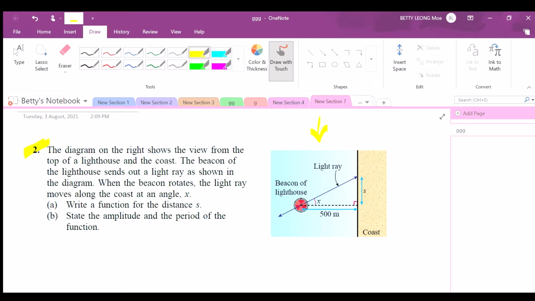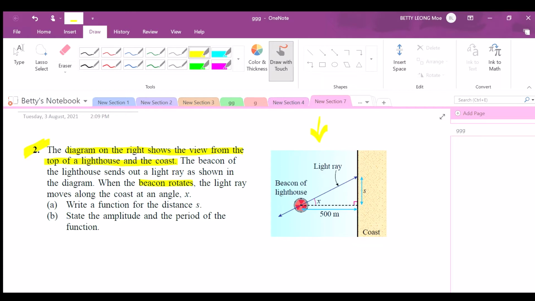Okay, let's see question 2. This diagram on the right shows the view from the top of a lighthouse and the coast. The beacon of the lighthouse sends out a light ray as shown in the diagram. Beacon is like a traffic light, lampu isyarat, and it rotates. As the beacon rotates, the light ray moves along the course of an angle x.